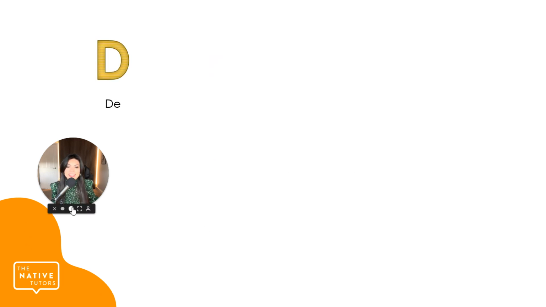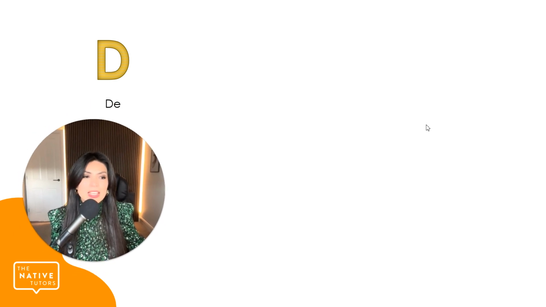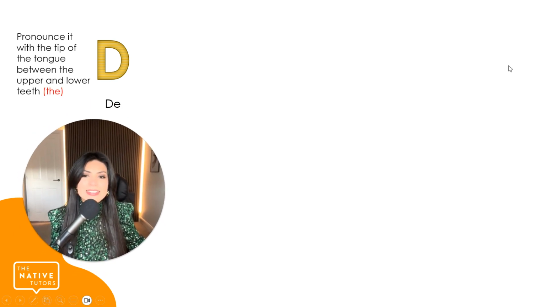Now let's talk about the letter D, la letra D. So is the D exactly the same as in English? Well, it's very similar, but again, it's a little bit softer, and the way we place our tongue is a little bit different. We place our tongue between the upper and lower teeth, almost like making this sound, the. So you see my tongue is very much at the front.